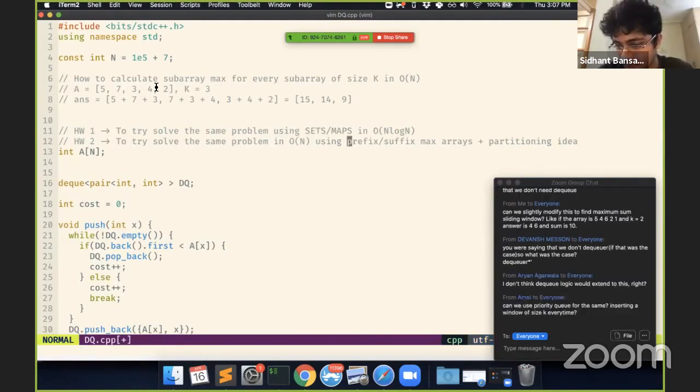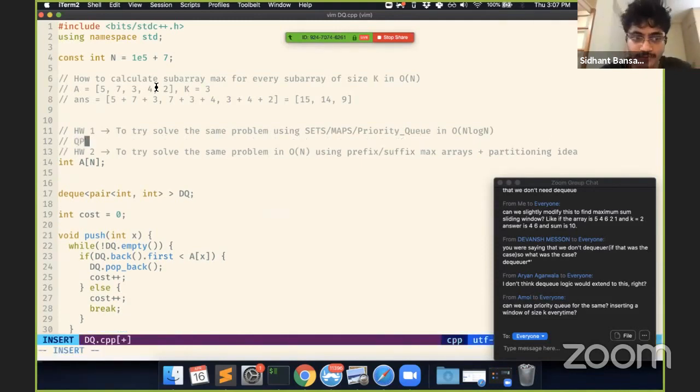I'll put this up. And Mole is asking, can we use priority queue for the same inserting window size? Yes, you can use a priority queue, although we'll cover priority queues in week 3. I think someone will cover it in our live session of week 3. Inserting things in a priority queue is simple. You can just do PQ dot push, and put the thing there.